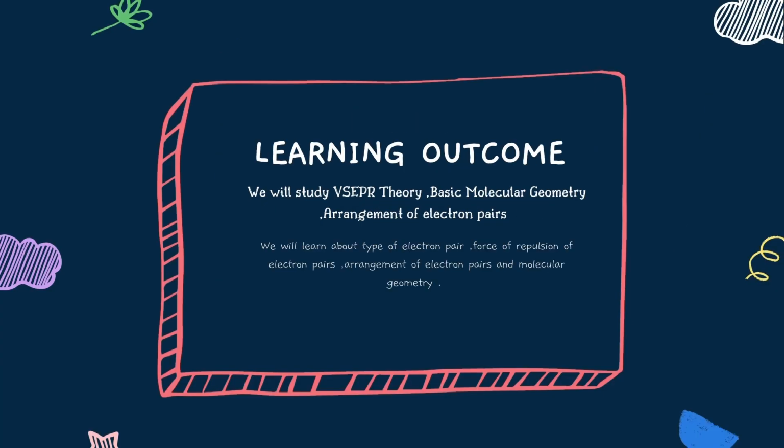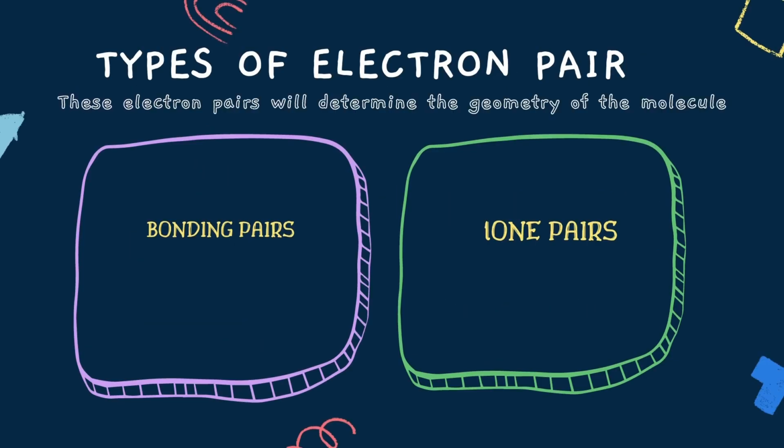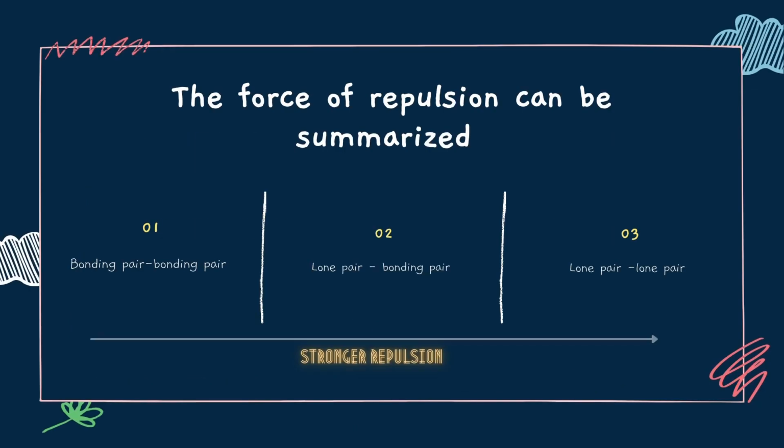Let's do this. We will learn VSEPR theory, basic molecular geometry, arrangement of electron pairs. We will learn about the types of electron pair, force of repulsion of electron pairs, arrangement of electron pairs, and molecular geometry. The theory that we use to analyze the molecular geometry is VSEPR theory, which stands for valence shell electron pair repulsion theory. There are two types of electron pair, which are lone pair and bonding pair. This electron pair will determine the geometry of the molecule.